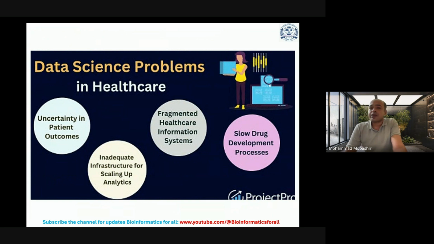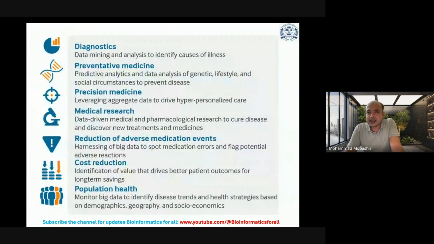That is why data scientists or data analysts are needed in the health sectors or healthcare. Now, diagnostics. In diagnostics, what you are going to do is data mining and analysis to identify the causes of illness, preventive medicine, predictive analytics, and data analysis of genetic, lifestyle, and social circumstances to prevent the disease. Precision medicine, leveraging aggregate data to drive hyper personalized care.